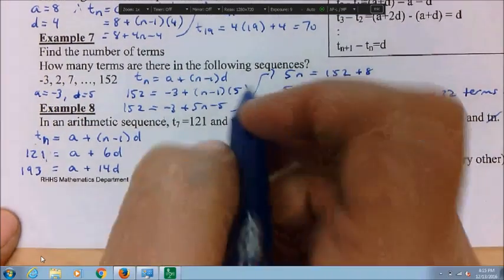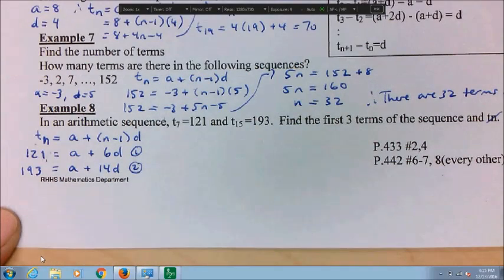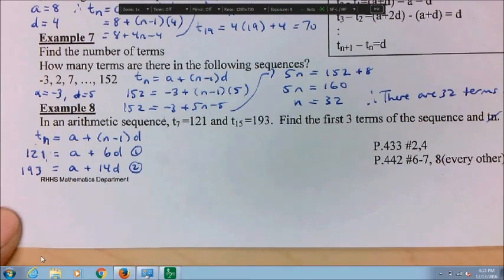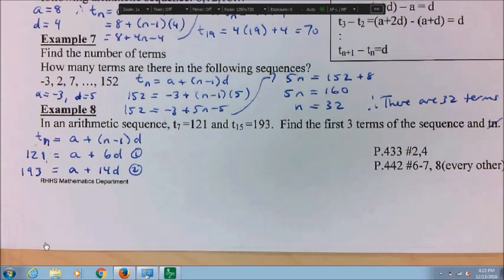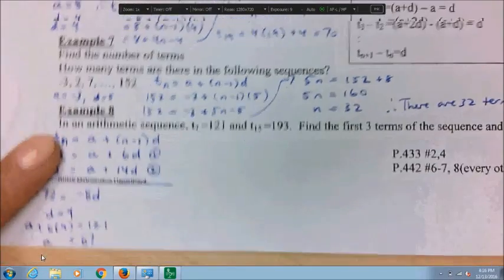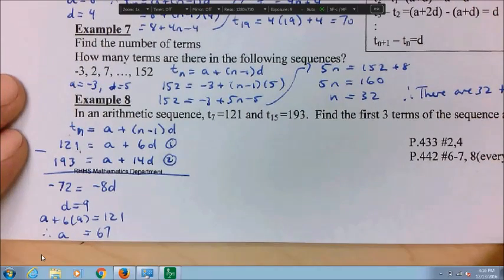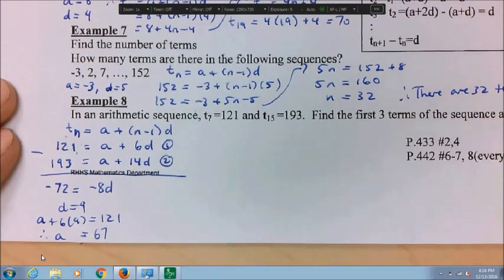Well, what do we have here? We have 2 equations with 2 unknowns, right? And we can solve this for a and d. So again, I'm going to pause the video. You go ahead and solve this. You can use substitution or elimination. Solve it and figure out a and d. Okay, so I did elimination and I got that d is equal to 9 and a is equal to 67.